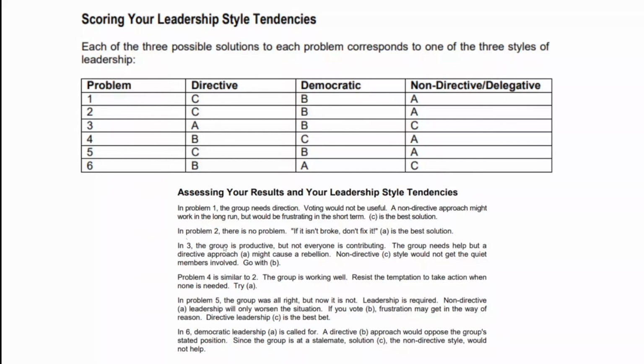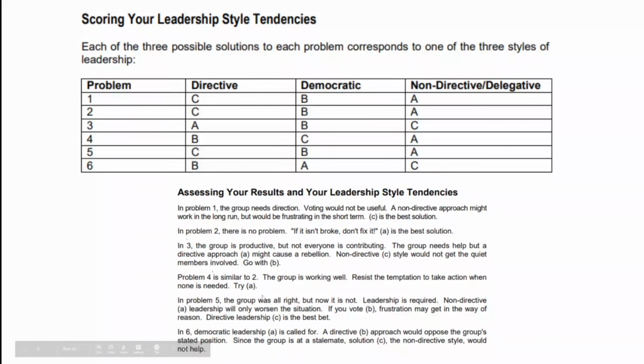In 3, the group is productive, but not everyone is contributing. The group needs help, but a directive approach might cause a rebellion. A non-directive style would not get the quiet ones involved, so going with B would be the better option there, they suggest. In problem 4, similar to 2, the group is working well, so resist the temptation to take any more than needed. So they're saying that A would be the better option in 4.